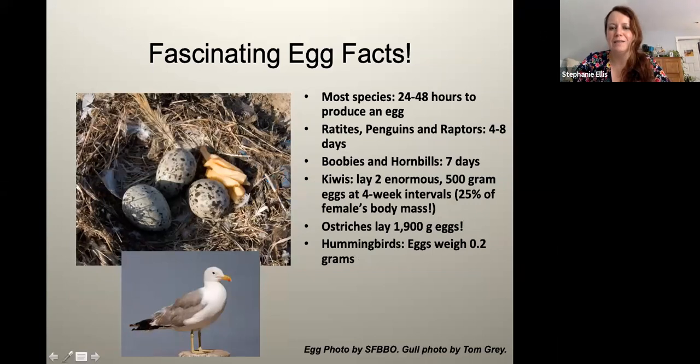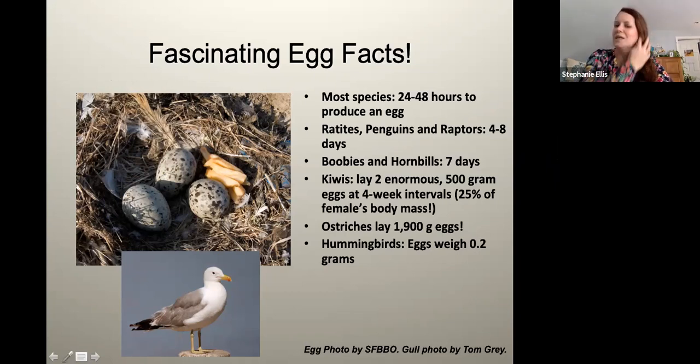Okay, just a few egg facts. It takes most species 24 to 48 hours to produce an egg. But some larger species, the ratites, which are basically the ostrich, rhea, emu, big birds, penguins and raptors, it can take them 4 to 8 days to produce a single egg. And imagine, I've talked about how metabolically challenging that is. It also makes me sad when I think about the investment the bird has made, and then we find a nest somewhere that we don't want and we dispose of it. There's been a huge metabolic and physical investment in that set of eggs, aside from behavioral investment from the parents.